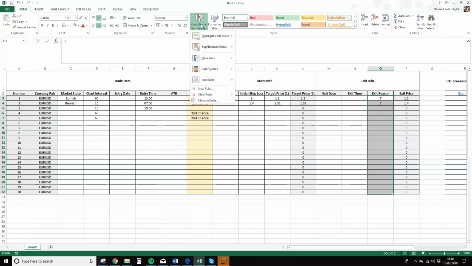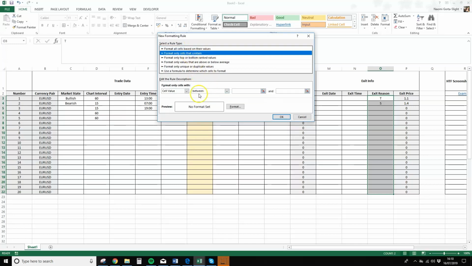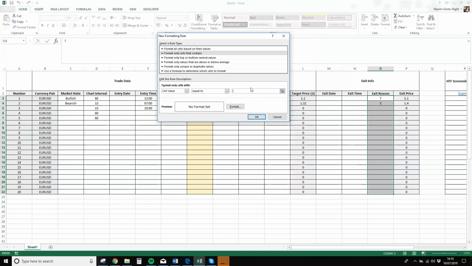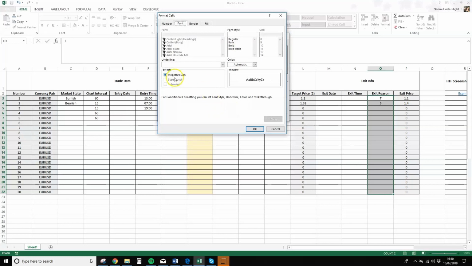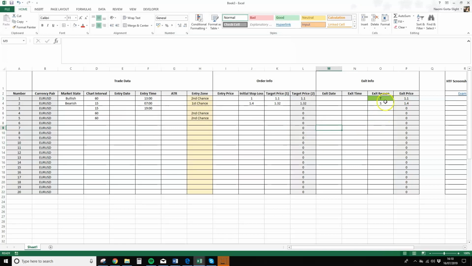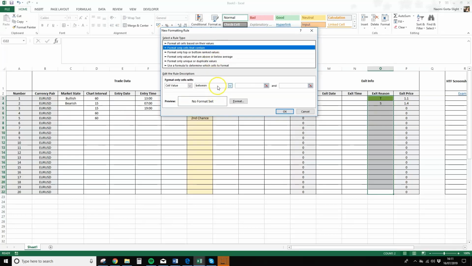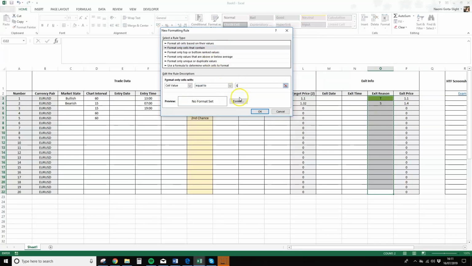I go to conditional formatting, I go to new rule. Remember, I've highlighted this, new rule, format only cells that contain, and then you want to click equal to, and then we're going to say T, I want the cell to be green, and then bam, it's going to make the cell green. Yeah. And then do the same for stops, new rule, cells that contain equal to S, make it red, and there we go.